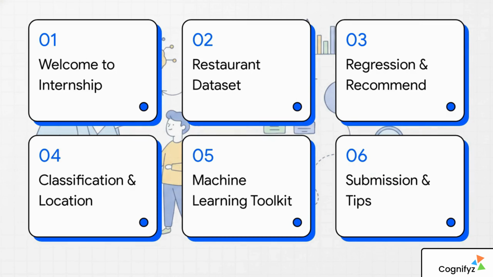Okay, let's dive into our roadmap. First up, a quick welcome to the internship. Then we'll explore the restaurant dataset, tackle the regression and recommendation tasks, move right into classification and location analysis, run through your ML toolkit, and finally wrap up with submission and success tips.